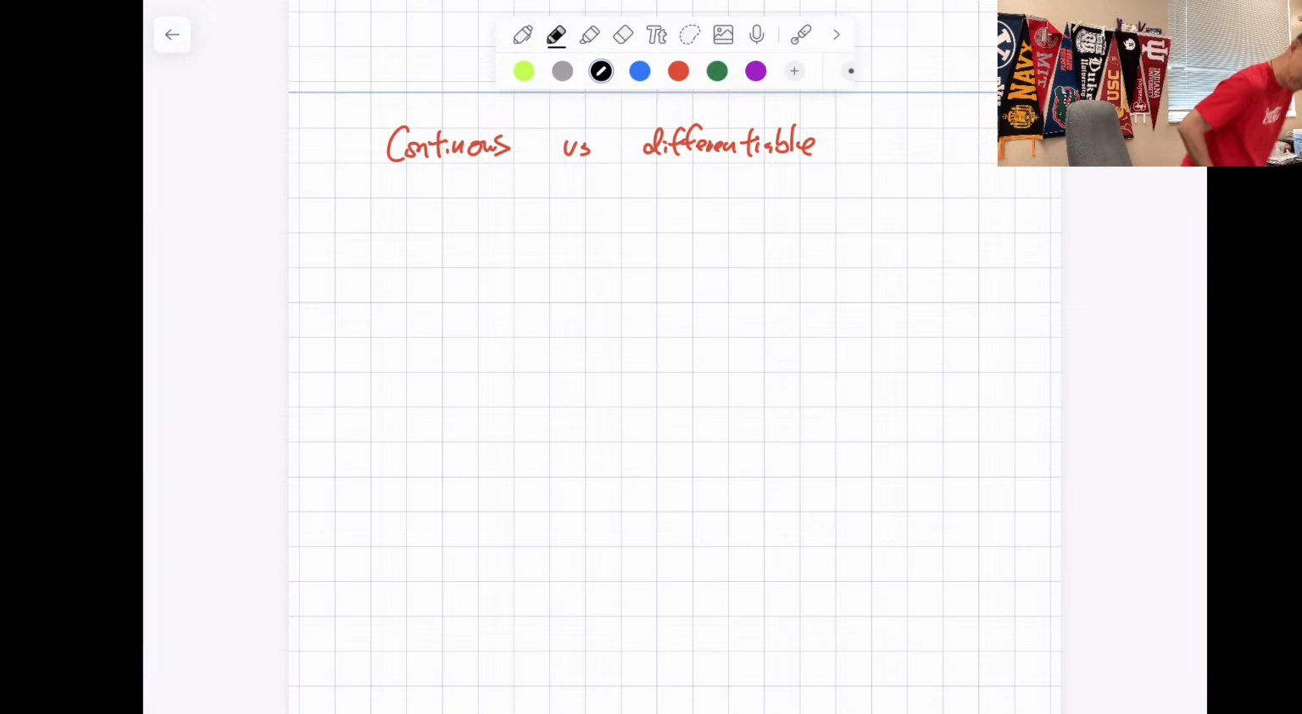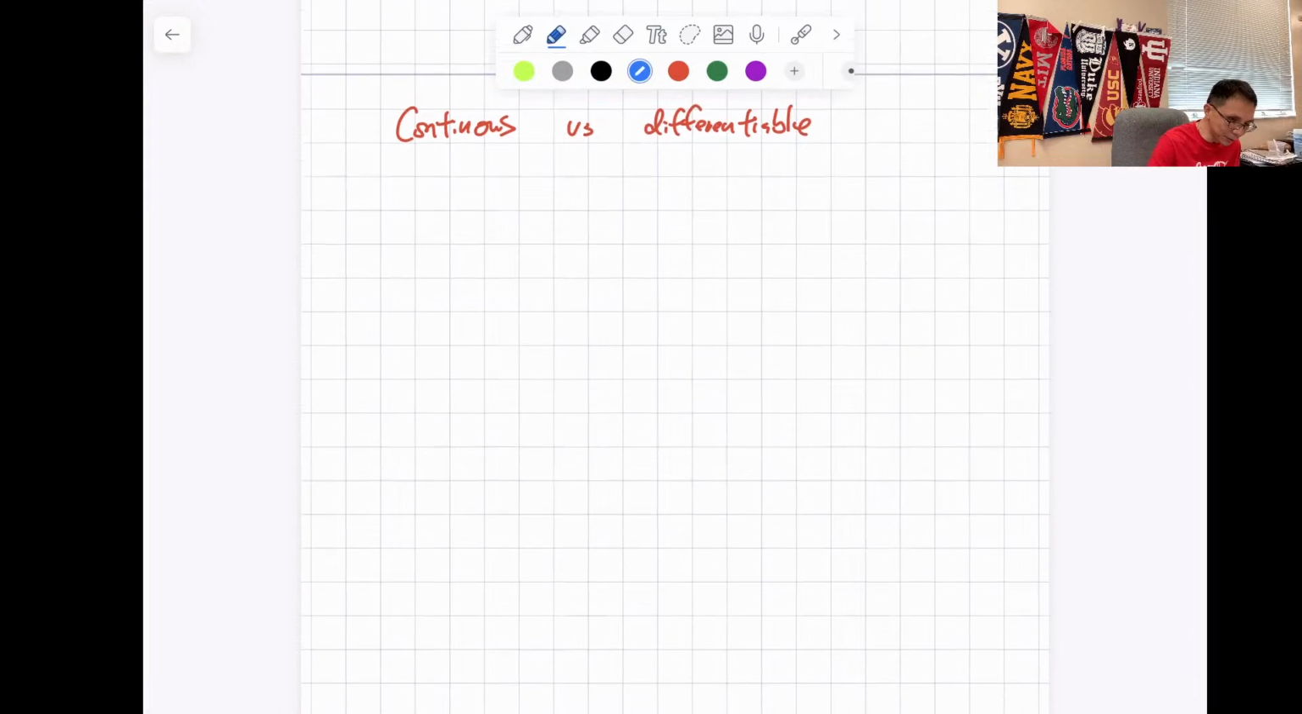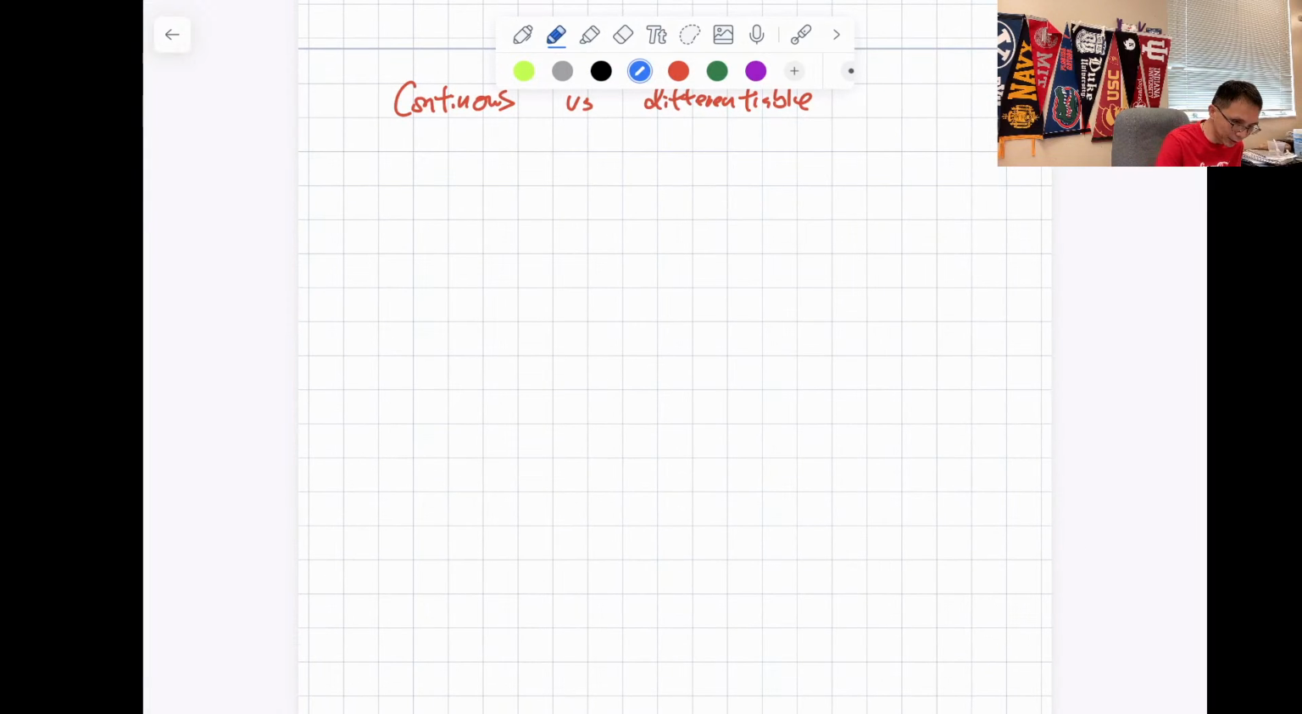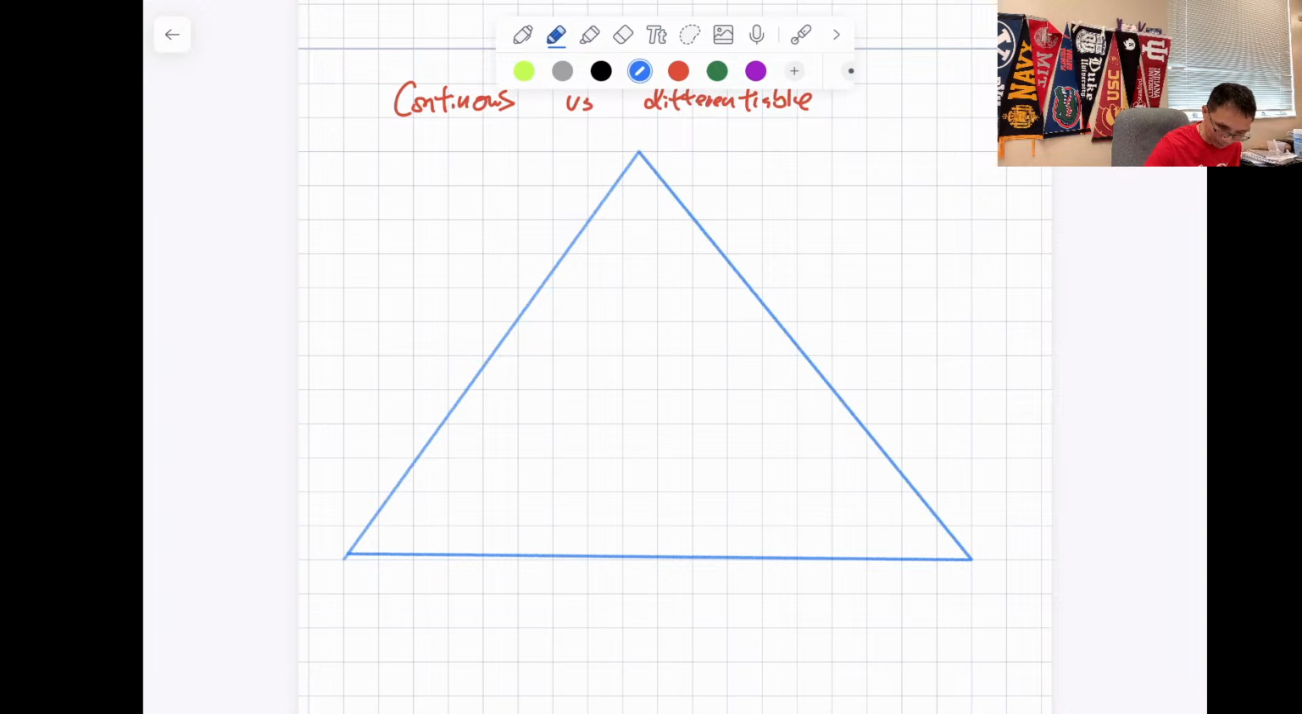Okay, so continuous versus differentiable. So for me, I draw this. Sometimes I train teachers how to do stuff, and this is one of the best things I ever came up with, I think. Sometimes I train other teachers in the county. Sometimes they will ask me questions, and mostly it's my old school.